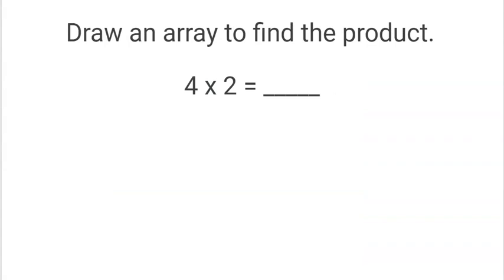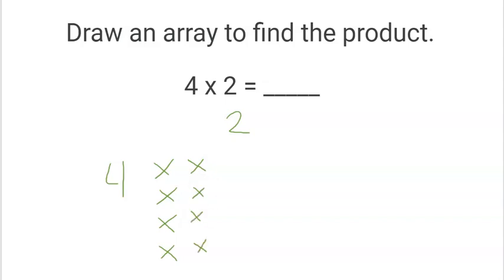Draw an array to find the product. We have 4 times 2 equals blank. So let's go ahead and draw the array. So we have 4 rows and 2 columns. So let's draw our 4 rows: 1, 2, 3, 4. And our 2 columns. So we already have 1. So let's draw 1 more and let's fill it in.